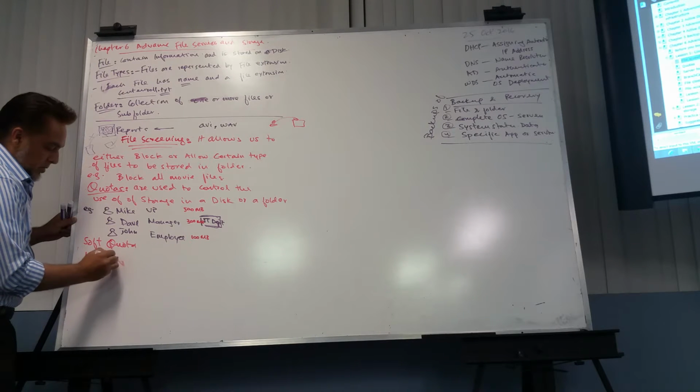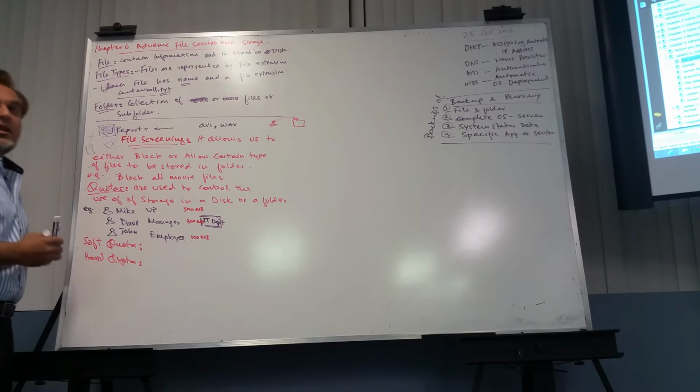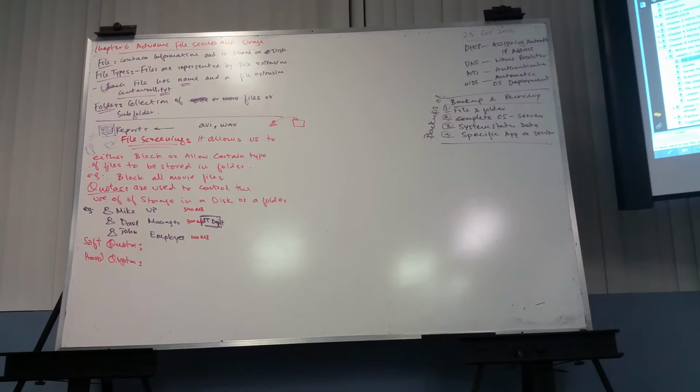Soft quota is that as soon as the limit is reached, the user will be given a warning, but won't be stopped from using the storage. Hard quota is that as soon as the limit is reached, the user won't be able to do anything.